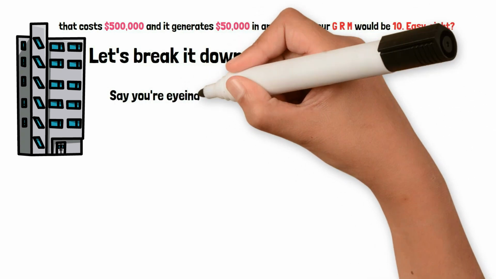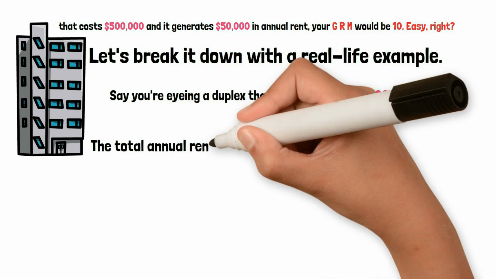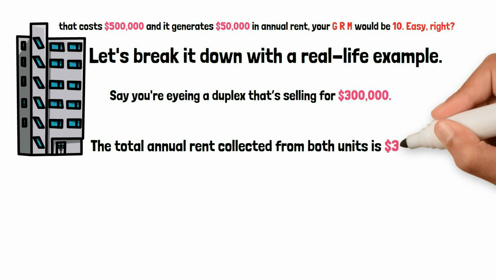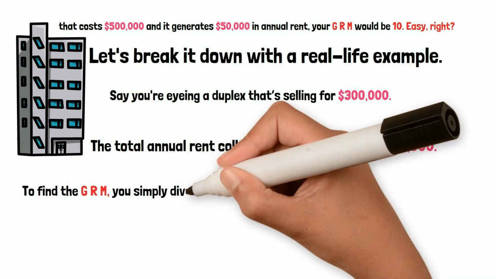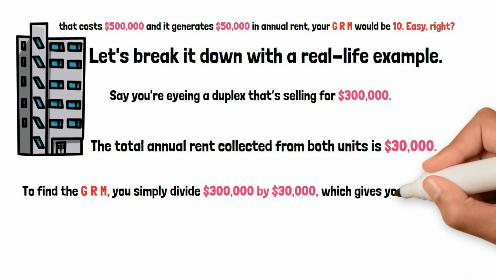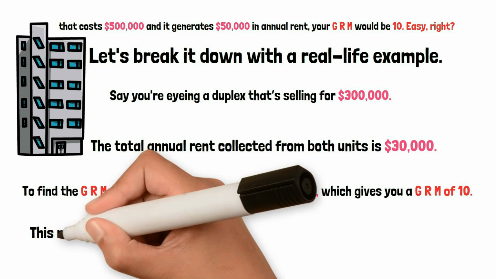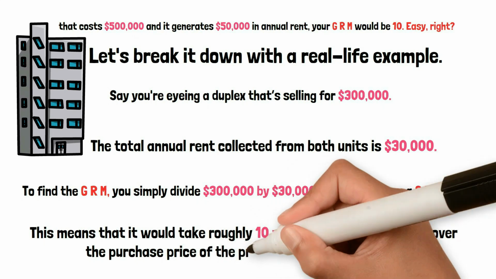Say you're eyeing a duplex that's selling for $300,000. The total annual rent collected from both units is $30,000. To find the GRM, you simply divide $300,000 by $30,000, which gives you a GRM of 10. This means that it would take roughly 10 years of rental income to cover the purchase price of the property.